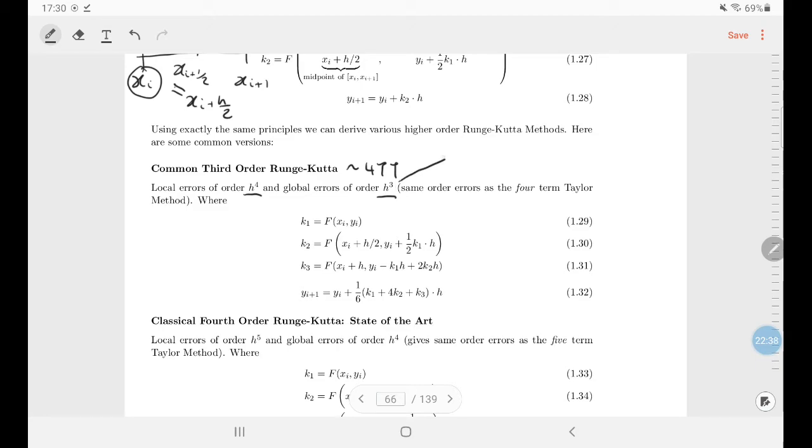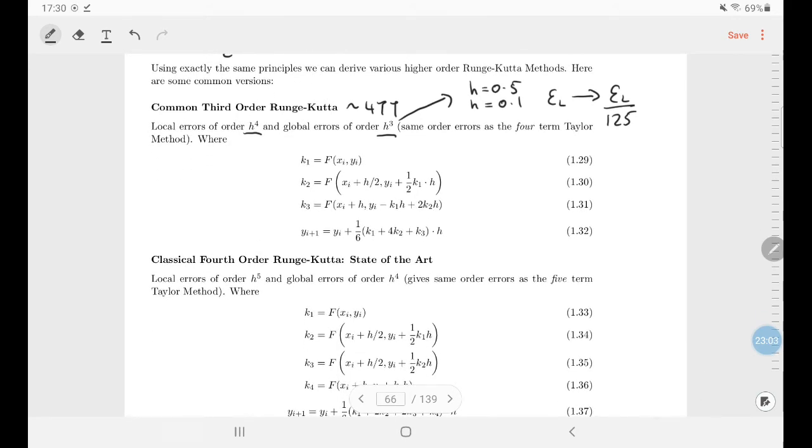So this means if you have an error, say h equal to 0.5, and you go to 0.1, the errors are going to be reduced by a factor of 5 cubed. That's mighty. Now, what is actually going on here?